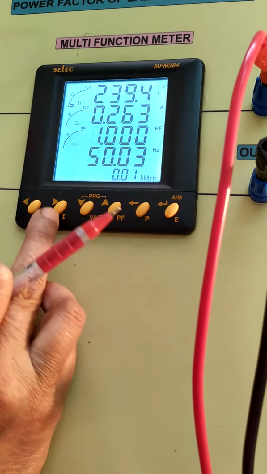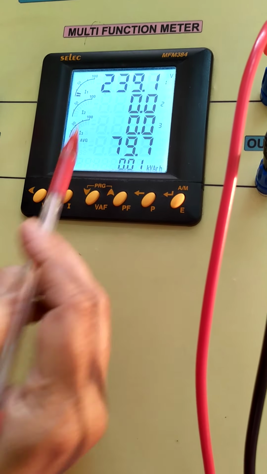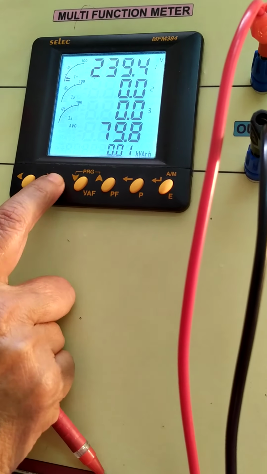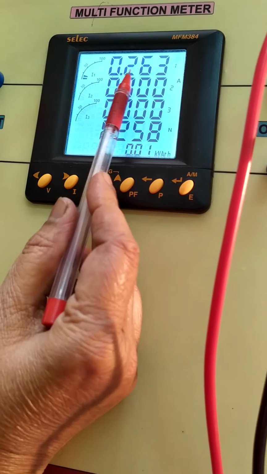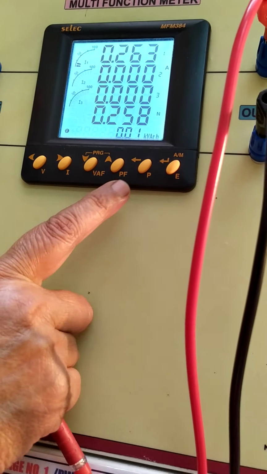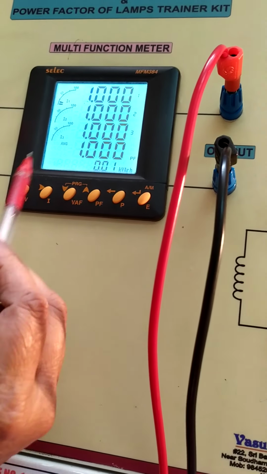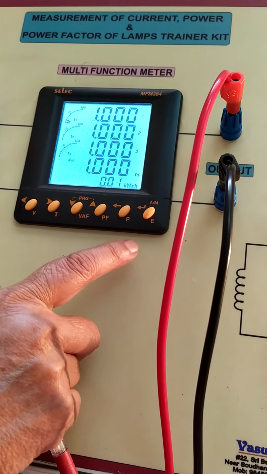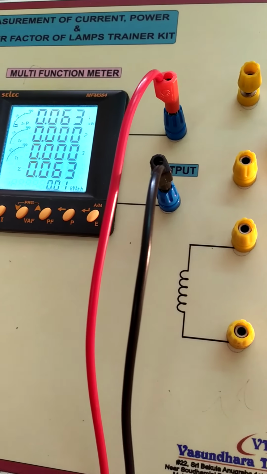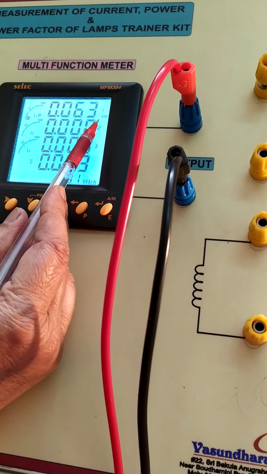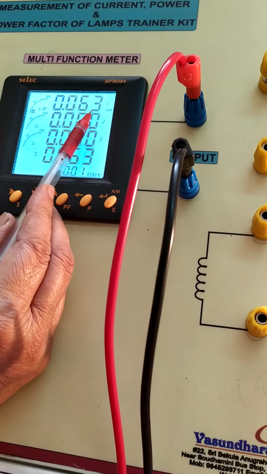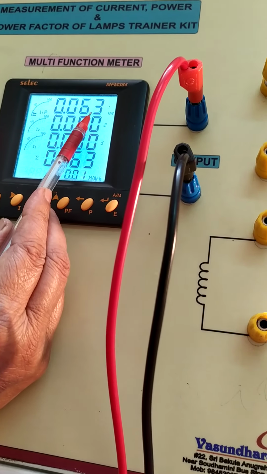Now I will press this one, that is the voltage button. What is the reading? 239.1, that is the voltage. Fine. Now you press this current button. 0.263 amps is the current which the lamp takes. Now press the power factor button. Power factor is 1. Then power button, power is 0.063, which is in kilowatts. Now what is it in watts? Just multiply by 1000, you will get it in watts. That is 63 watts is the power which is consumed.